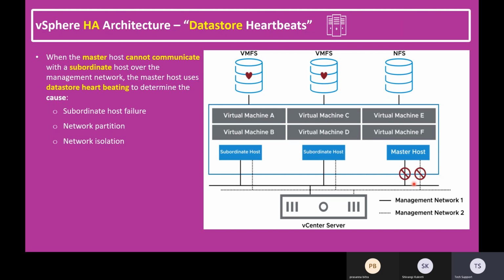Sometimes there is a chance of the physical network going down. So during that time also, our HA should still work. In that scenario, instead of the network heartbeat, it will depend on the datastore heartbeat to identify which ESXi host is down. Okay, so that is the importance of the datastore heartbeat. Now we'll talk about failover scenarios.